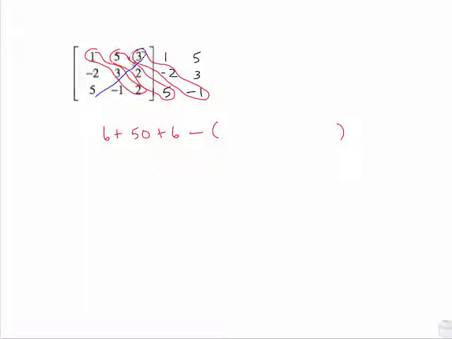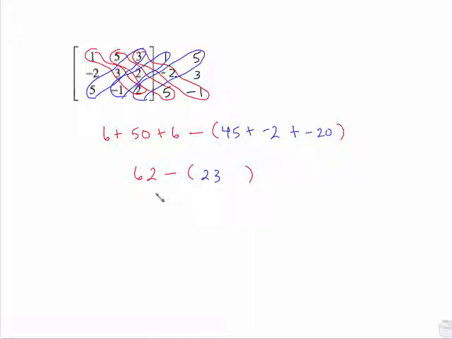5 times 3 times 3, 45, plus negative 1 times 2 times 1 is negative 2, plus 2 times negative 2 times 5 makes negative 20. Clean up your arithmetic on the outside. 6 plus 50 plus 6 will be 62, minus parentheses, the blue inside there. 45 minus 2 minus 20 will be 23, and 62 minus 23 is 39.